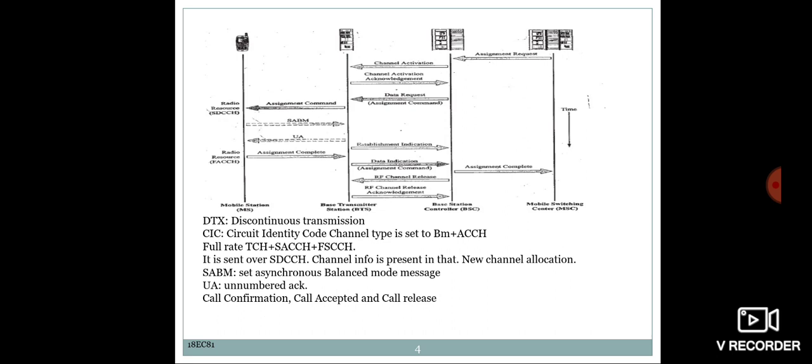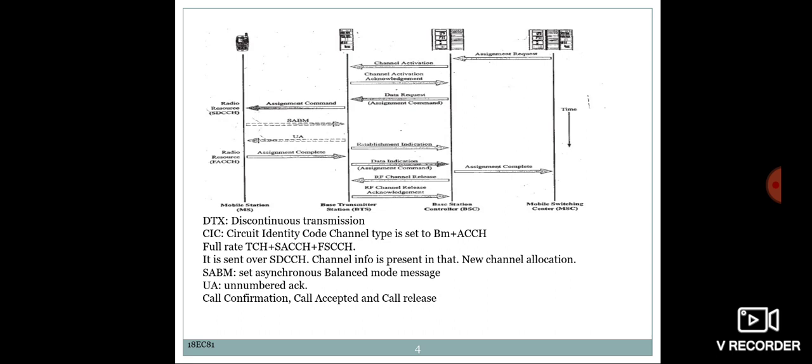The MS then sends the assignment complete message to the MSC to indicate that the traffic channel is working, and finally the BSC sends a message to the BTS that the signaling channel is no longer needed, to inform that the RF channel release message. So, the BTS sends the RF channel release acknowledgement message back to the BSC. So, this is known as the GSM traffic channel assignment.